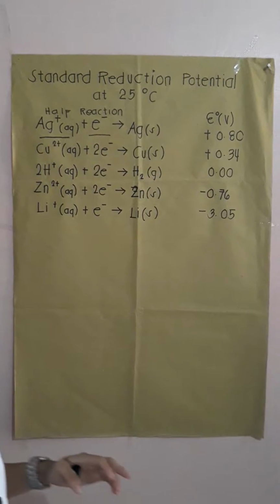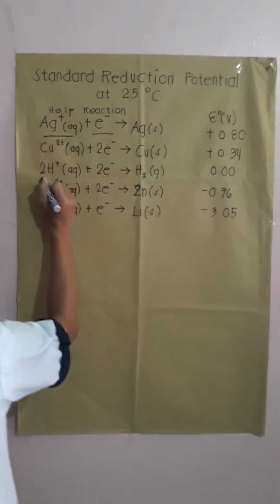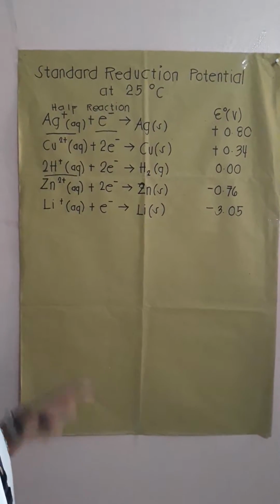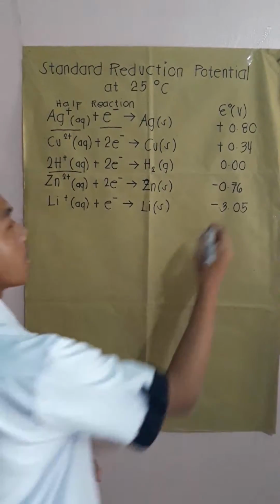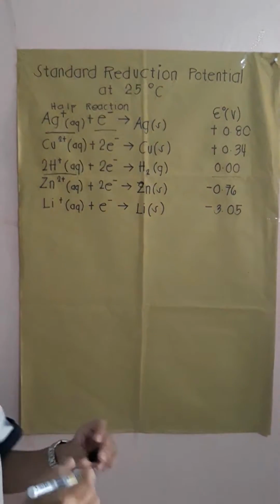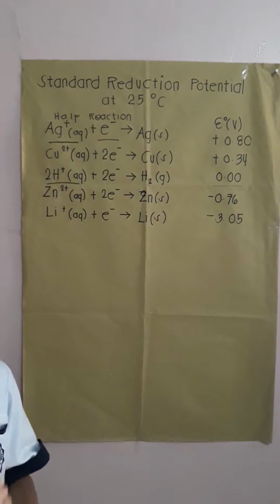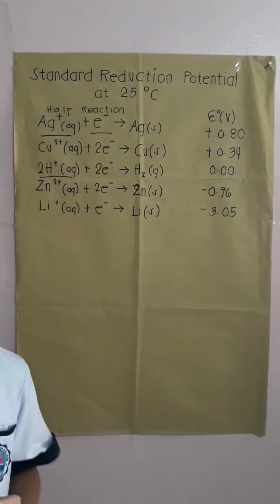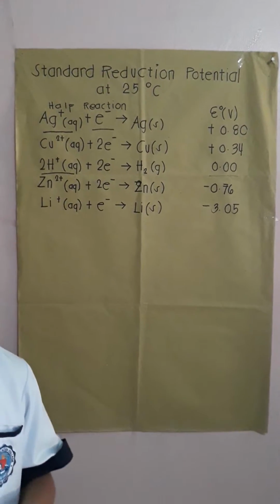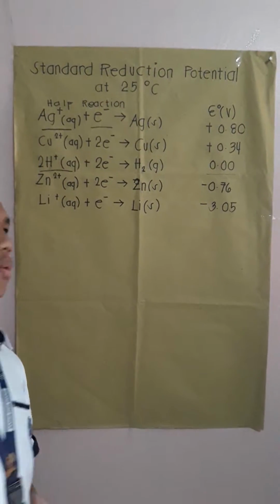So let's compare it with another element. Hydrogen gaining electrons, the standard reduction potential of hydrogen is 0. So it is also called the standard hydrogen electrode, which will be compared to other elements since it has the 0 quantity.